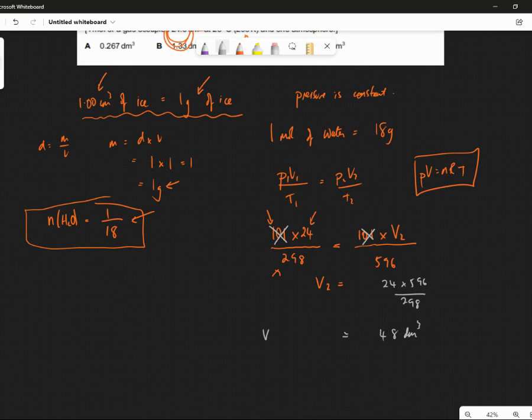This is the volume of water for 1 mole. If I have 1 mole of water, it will have a volume of 48. But they didn't give me 1 mole, they gave me 1/18 of a mole. So the volume of 1/18 of a mole is going to be 48 divided by 18, which is 2.67 decimeters cubed. Does that make sense?